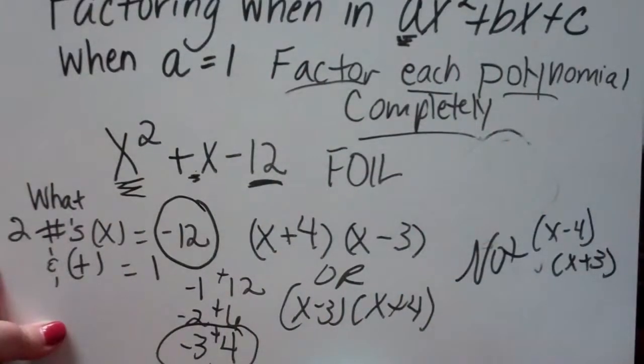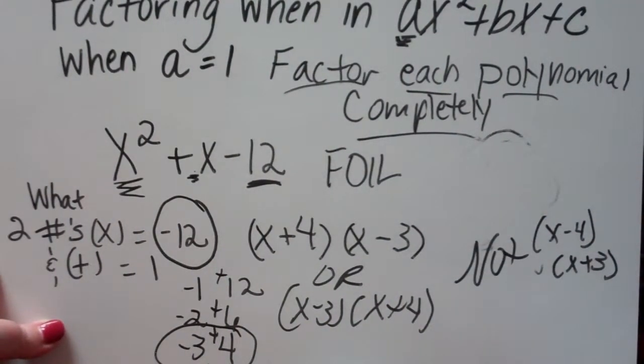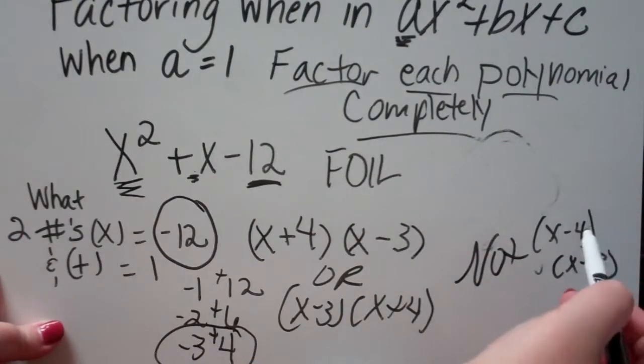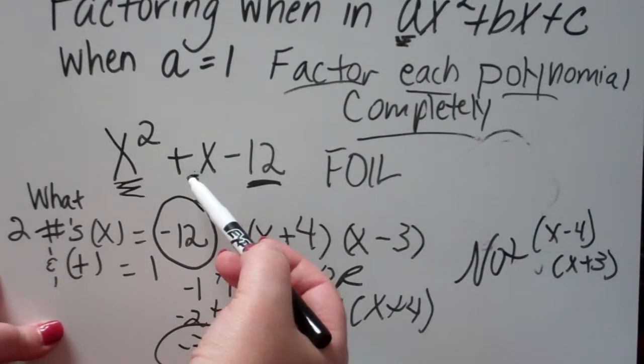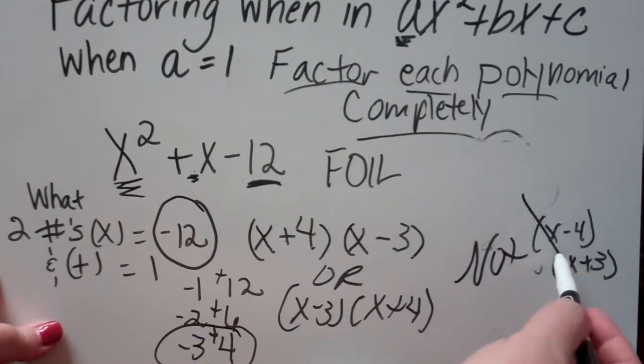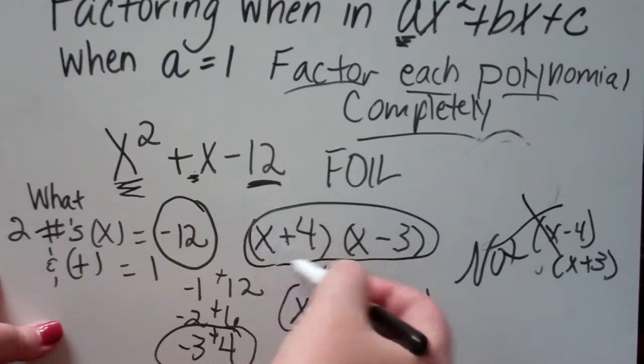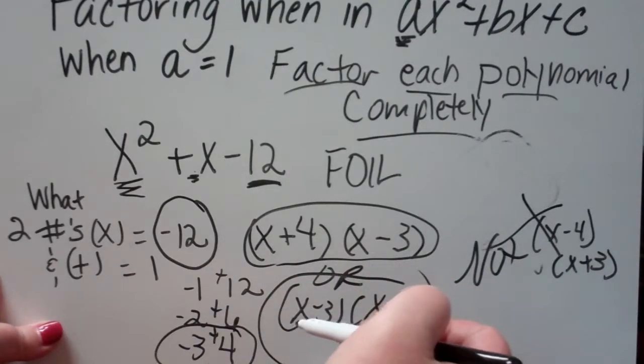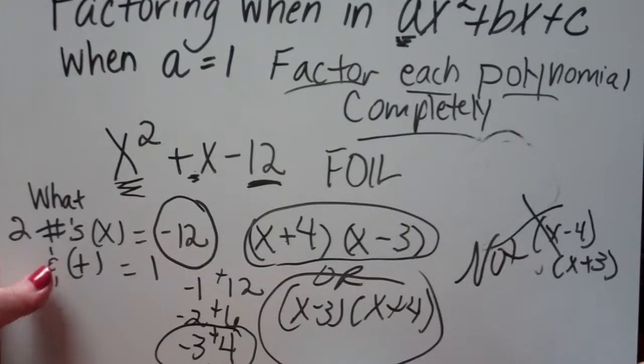Now, why am I saying not that? Why can it not be x minus 4, x plus 3? They multiply together to give me negative 12, but do they add together to give me a positive 1? No. So that's why it can't be this. It's got to be this or this. Okay? Let's do another one.